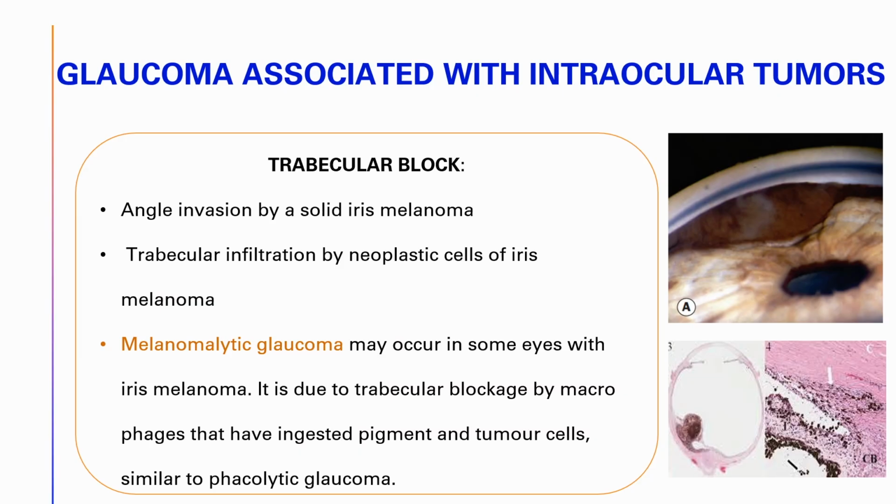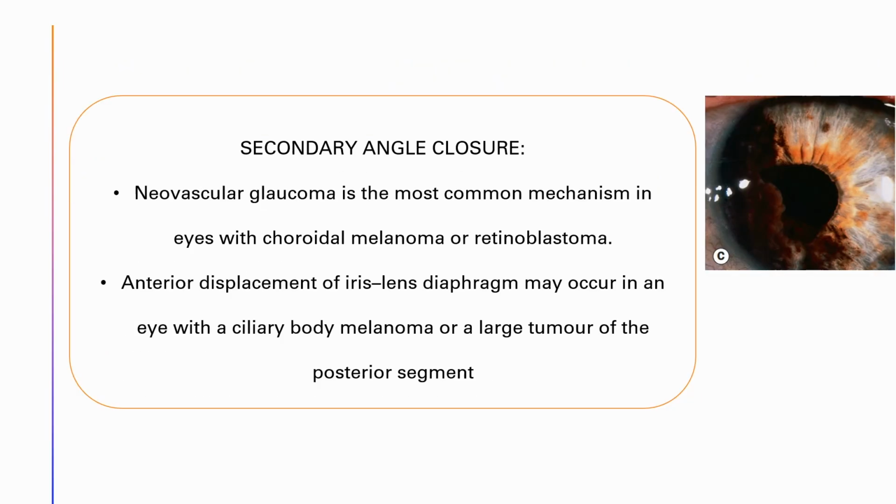Now coming to glaucoma associated with intraocular tumors, there might be trabecular block, which can be due to angle invasion by a solid iris melanoma, trabecular infiltration by neoplastic cells of iris melanoma, and melanomalytic glaucoma, which occurs in eyes which have iris melanoma. Basically, it occurs due to trabecular blockage by macrophages which have ingested the iris pigment and tumor cells, and it appears similar to phacolytic glaucoma.